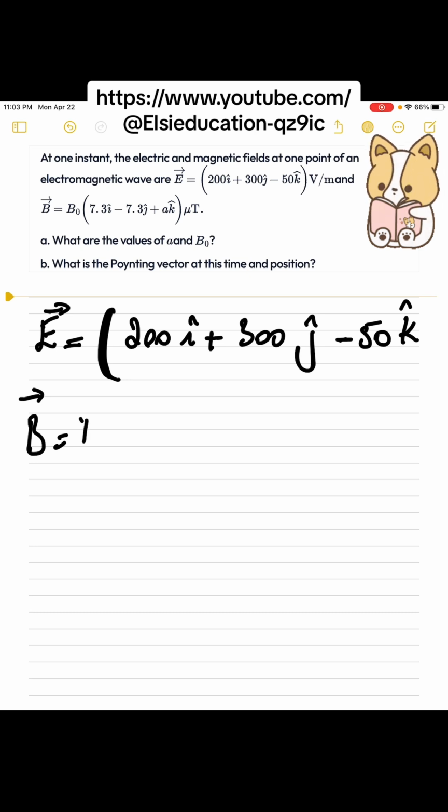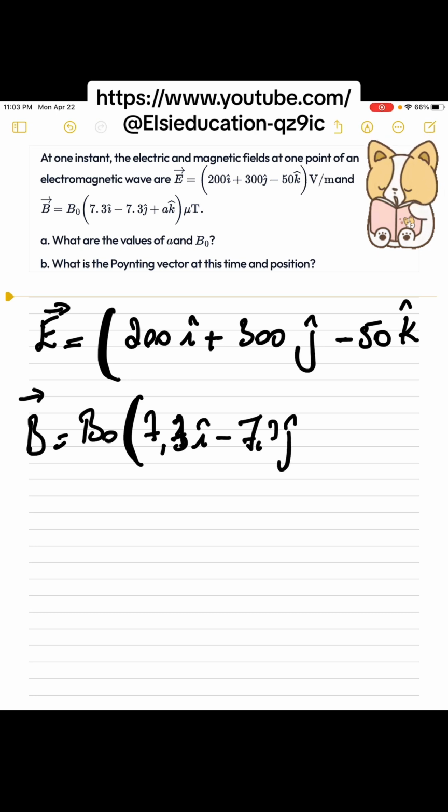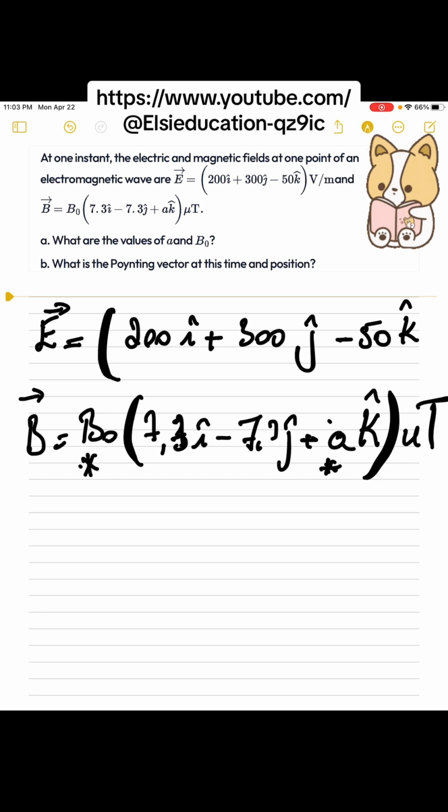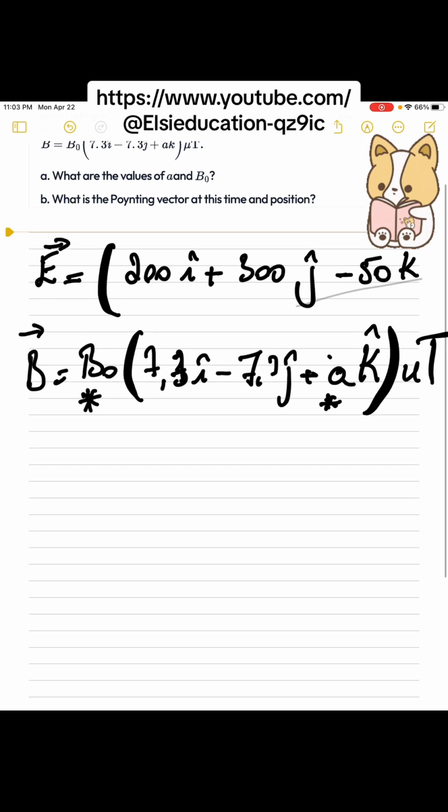That is the initial magnetic field, multiplied by 7.3 in the x direction minus 7.3 in the j direction plus A in the z direction, and everything in micro Tesla. So now we have to find what is the A in the z direction and the initial magnetic field.